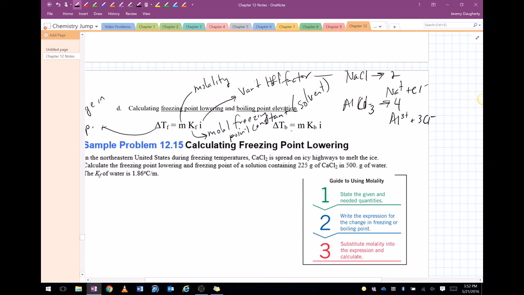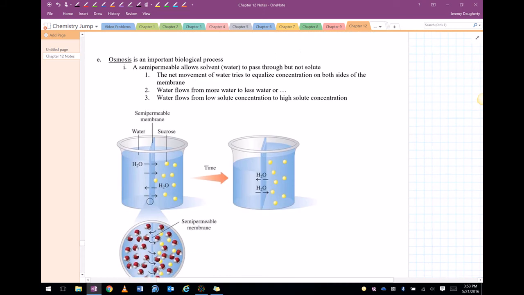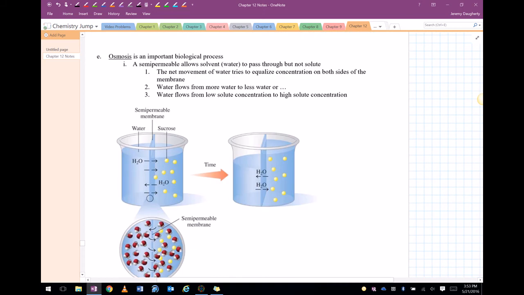Now delta TB, same idea except this deals with boiling point. This is molality still. Kb is the molal boiling point constant. And you have that same Van't Hoff factor. Okay? So that's how you can calculate how much the freezing point is going to go down, and how much the boiling point is going to go up. So that's two properties, freezing point and boiling point.